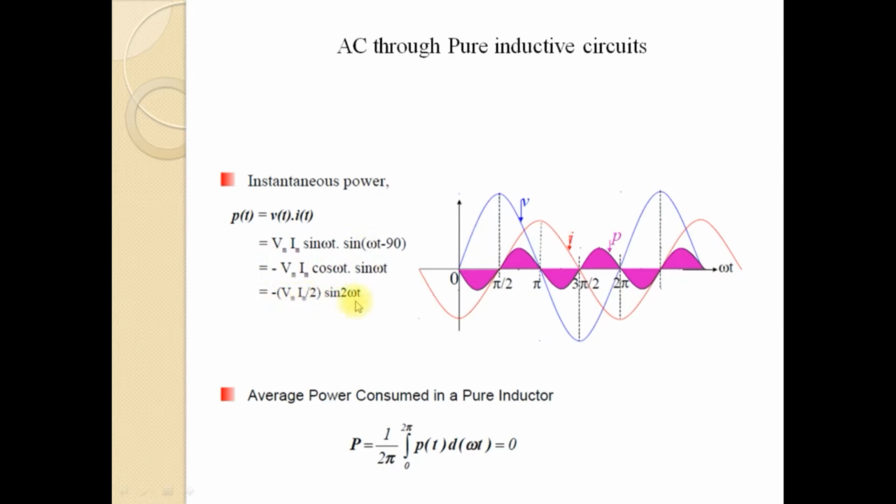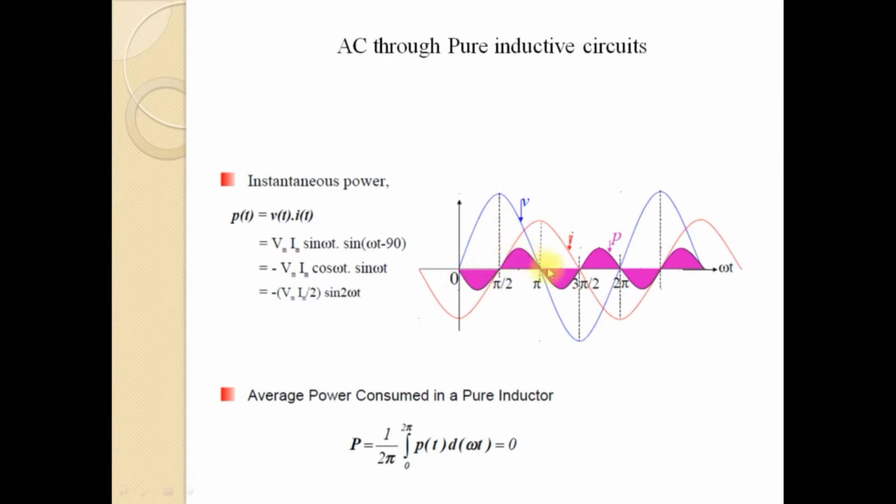Here you can see that the frequency of the power waveform is double that of the frequency of the voltage waveform. The angular velocity is omega for the voltage waveform, and the angular velocity of the power waveform is 2 omega. That means the frequency is double, so the time period of the power waveform will be half of that of the voltage waveform. This is the power variation.